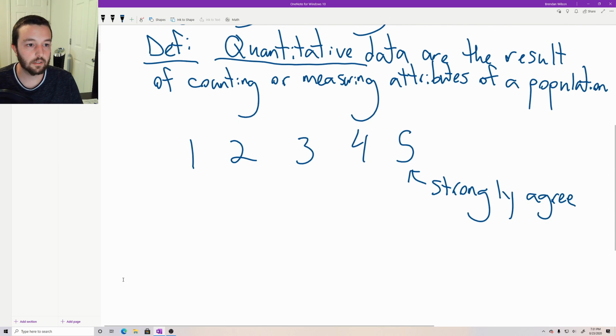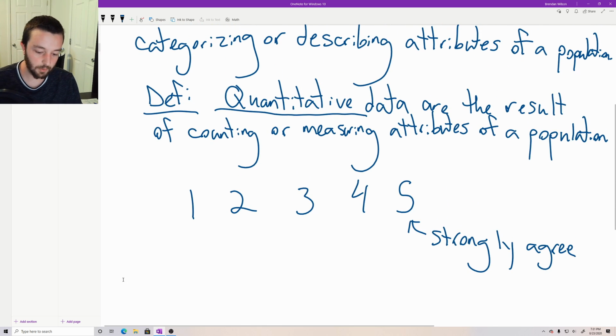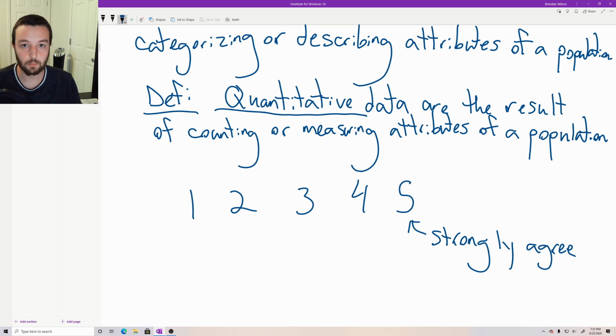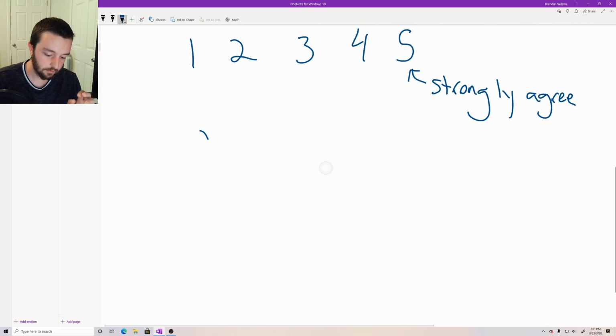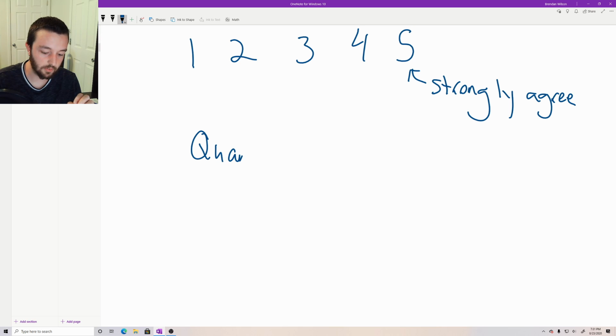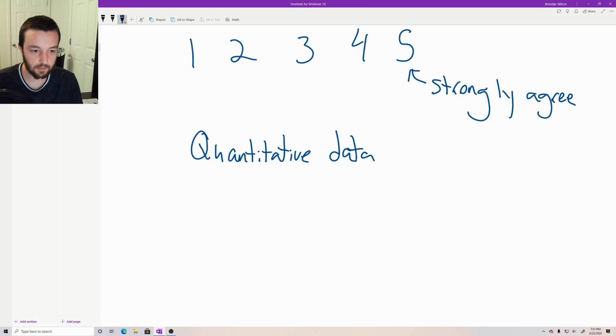Now, quantitative data, we want to look at this one a little more closely because that's normally what we're going to be doing. We can break this down even further into two different types of quantitative data. I apologize if I ever spell quantitative wrong because it's such a long word and there's so many T's in it. Sometimes I write it fast and skip the TI or the TA or something.